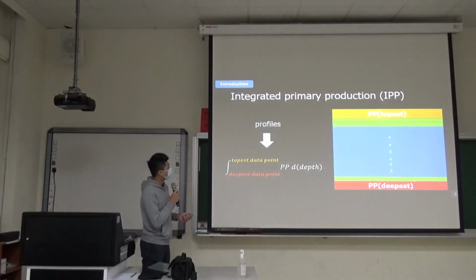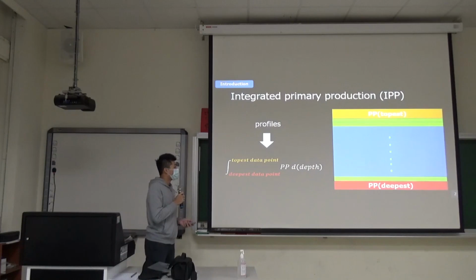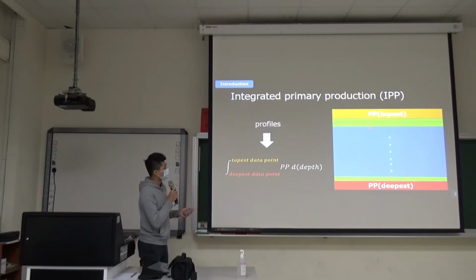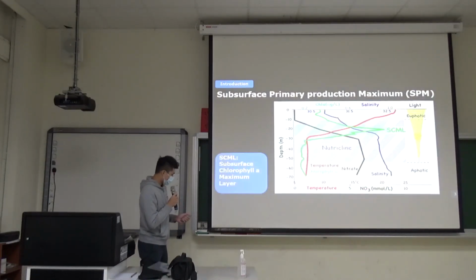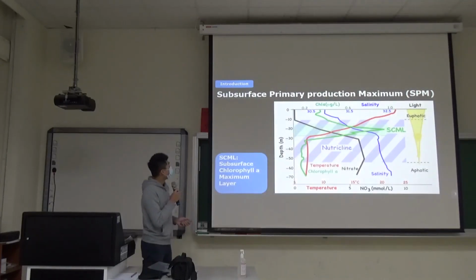And next is the integrated primary production. If we think of the ocean as built from different layers, we can use the formula like here. We integrate from the top PP data to the deepest PP data. Then we get the integrated primary production. We'll call it IPP later. The third one is the subsurface primary production measurement.